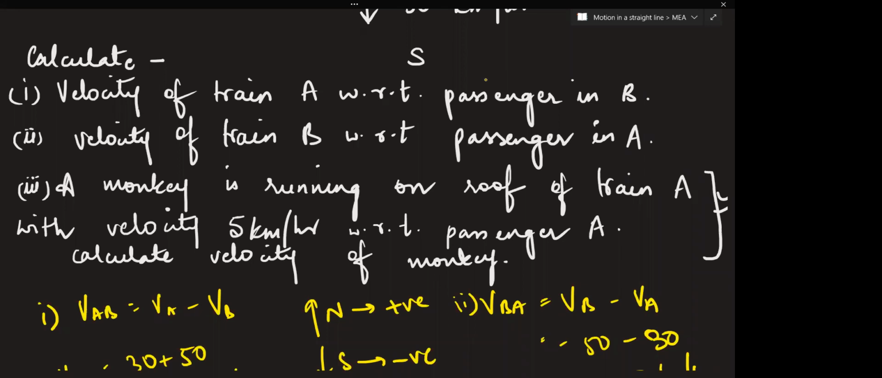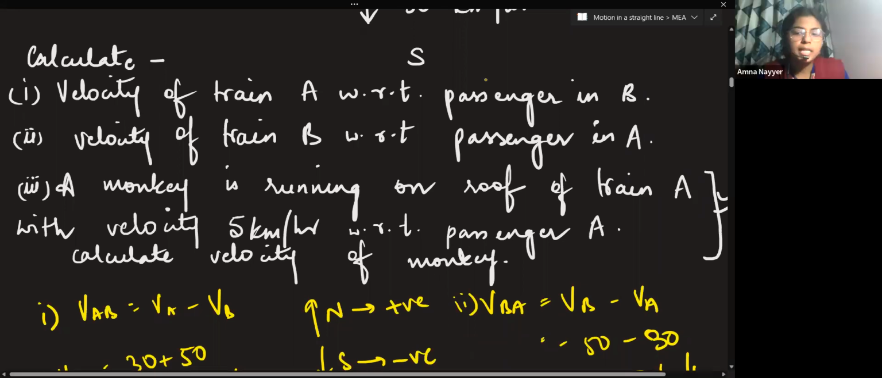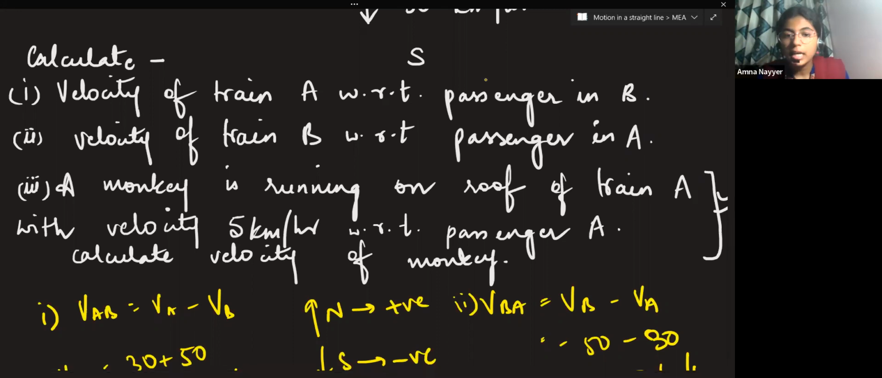Absolute. See, absolute is when something is with respect to ground. Here, the velocity is with respect to passenger A. So two velocities are given which are with respect to something else. So this is not absolute.